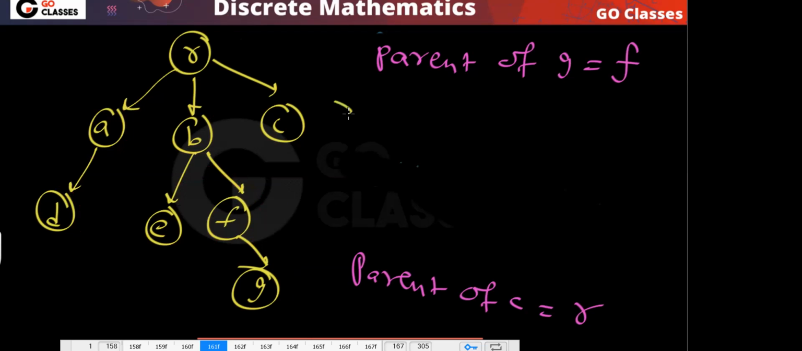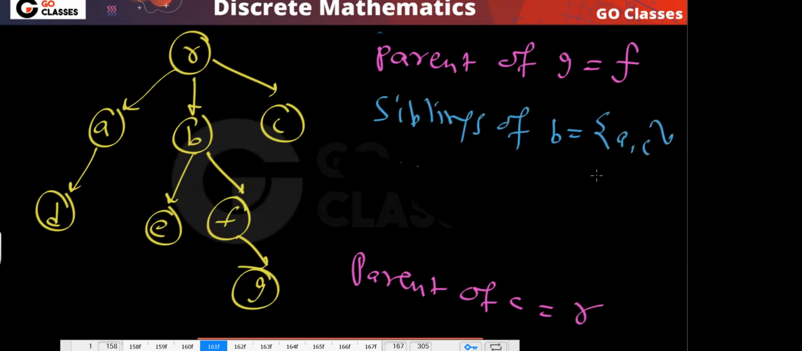Now, what do we call them in your life? This is the parent, these are the children. What are they for each other? They are siblings. So I can say, what are the siblings of B? A, C. These are the siblings of B.